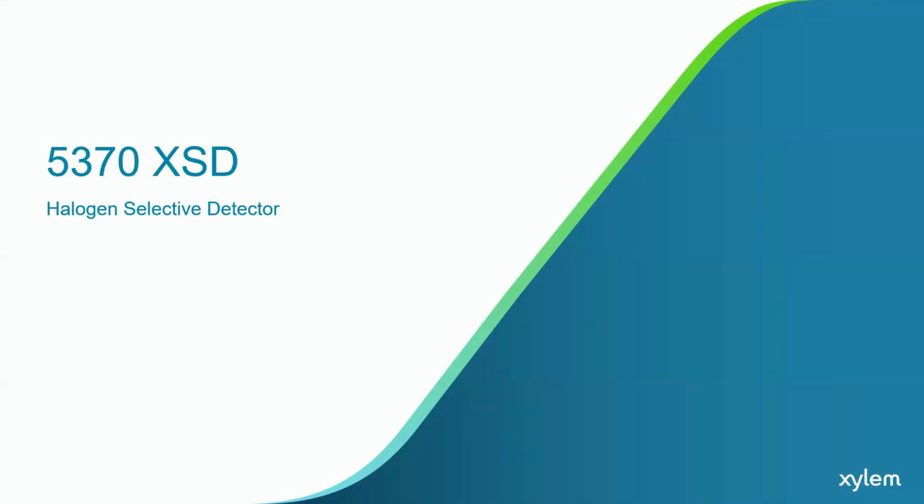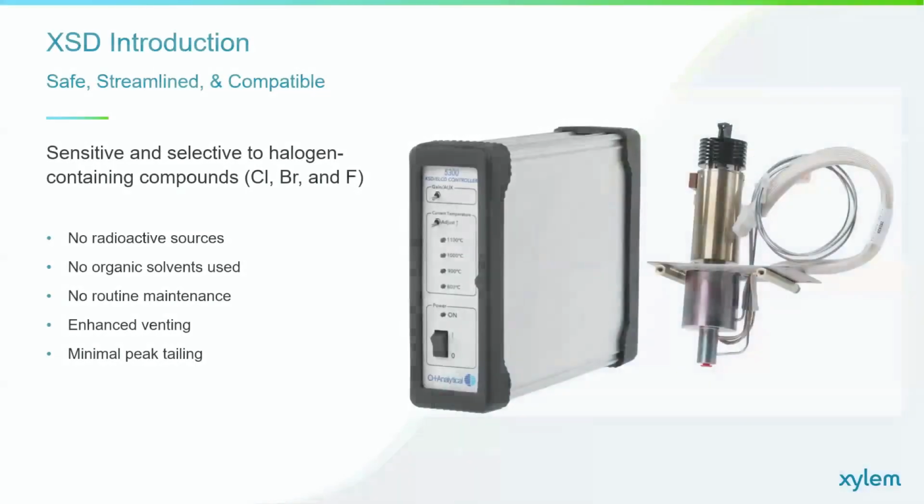All right. So the next detector that we're going to talk about is the 5370 XSD. And if you're familiar with our products, you might be familiar with the 5360 XSD. We're excited to announce that next month we will be releasing the 5370 XSD. This is an updated version of this detector. Not too much has changed in terms of performance, but we do have an all-new electronics controller that is backwards compatible with the XSD and existing ELCD models out there.